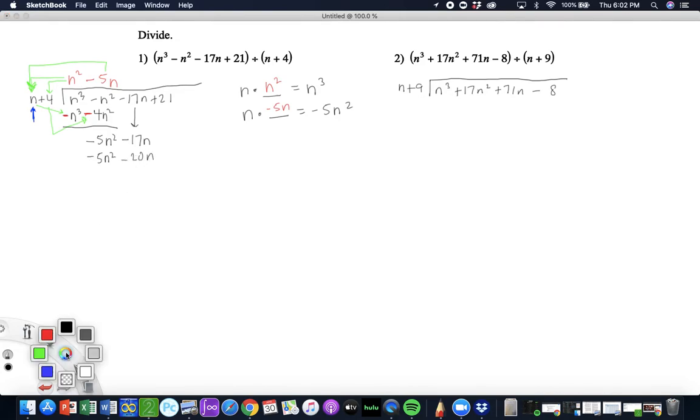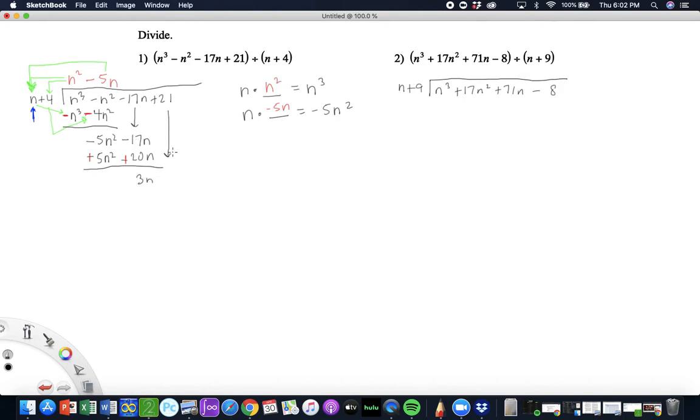All right, now what I have to do is switch the signs. So I'm going to switch the signs. Instead of being negatives, they're now positives. And then I'm going to add down. And really, this is the whole key to long division, is that you'll notice that this term's eliminated. And then I add down and I have 3n.